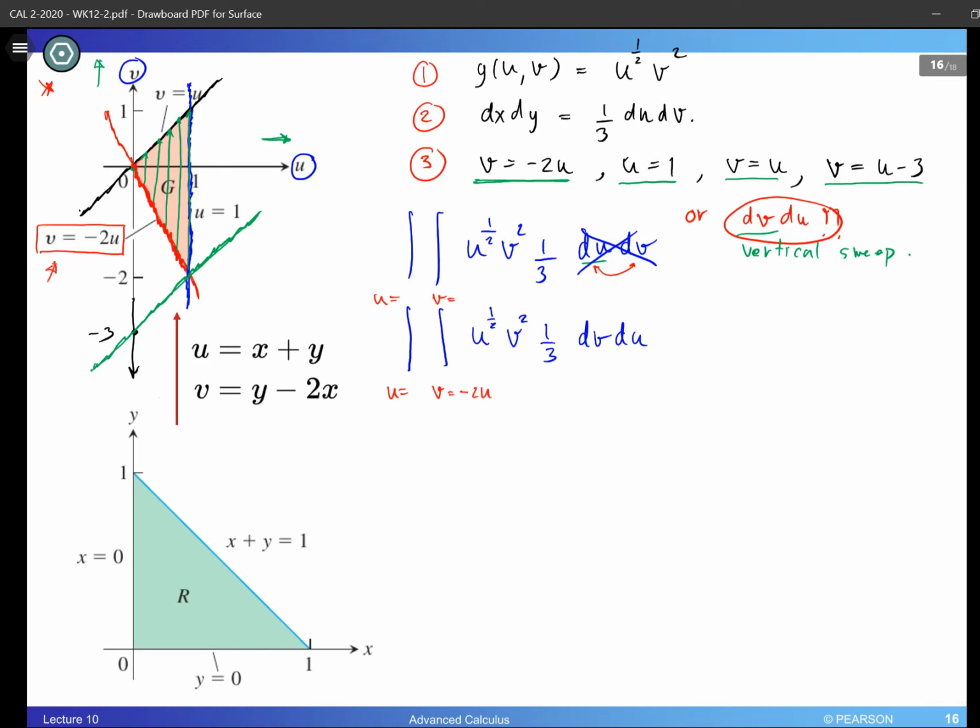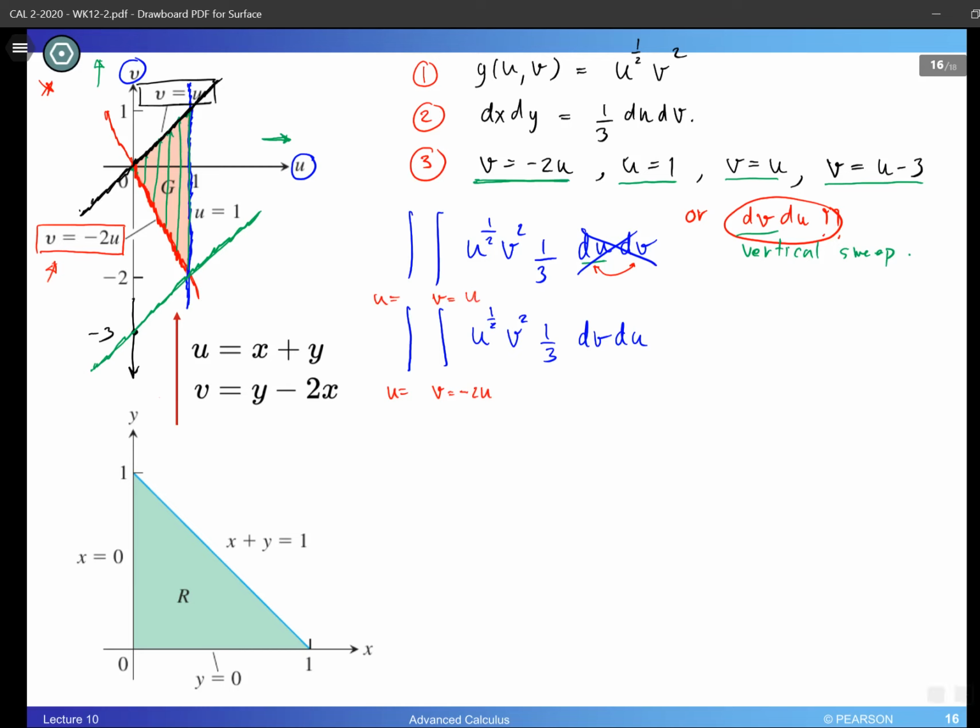And what about the upper bound of the v variable? It's going to be this black line, right? This is the upper part of this region. And this line is v equal to u, so we are going to use this equation as the upper bound for the v variable. V equal to u.